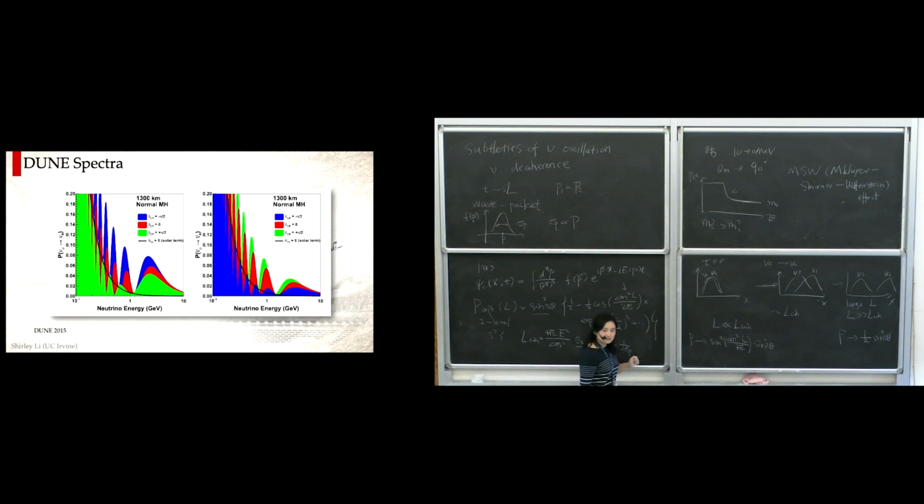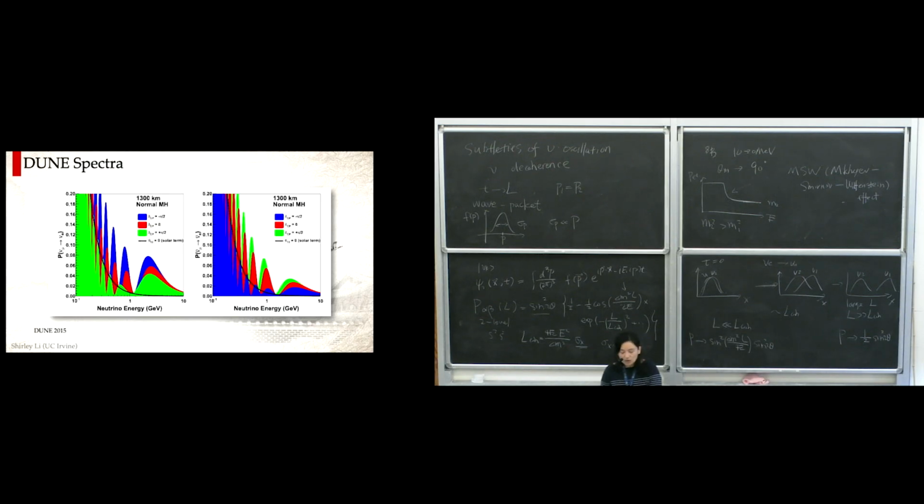Since we know this has worked super well for all terrestrial experiments so far, this means we're always setting up our experiment in this regime. The largest baseline we can have is about 1,000 kilometers, or at most the size of Earth. We can't go much longer. So we're always in this regime.